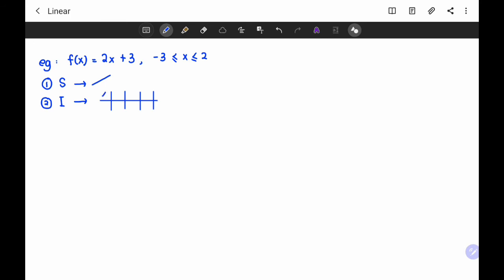So x, y, when x equals to 0, y is 3. When y equals to 0, x is negative 3 over 2. And we put the condition, negative 3 and 2. When x is negative 3, so negative 6 plus 3, y is negative 3. And when x equals to 2, y is 7. Okay, kita letak sekali dia punya syarat.